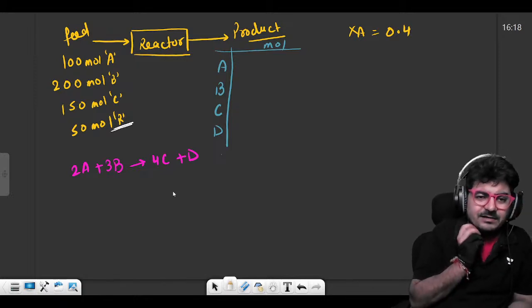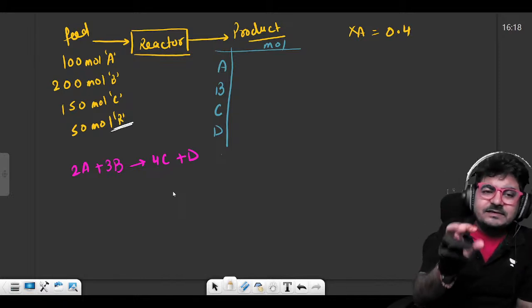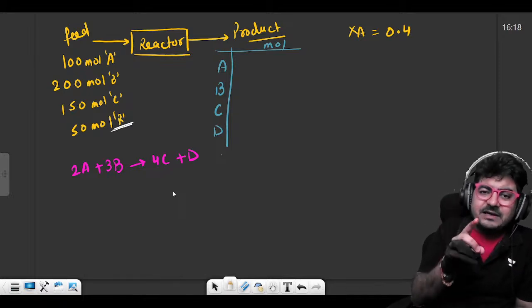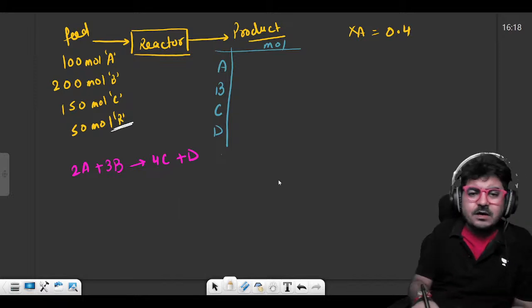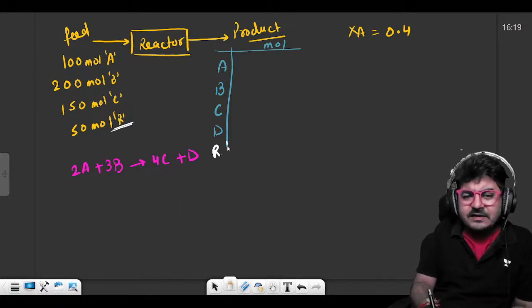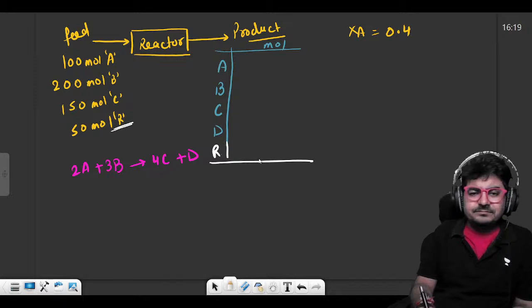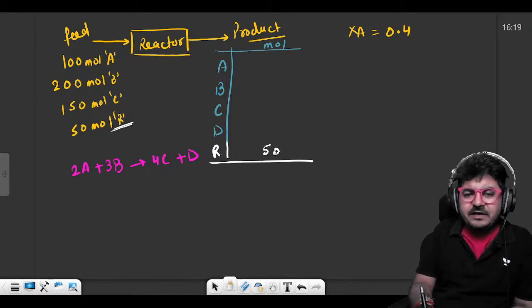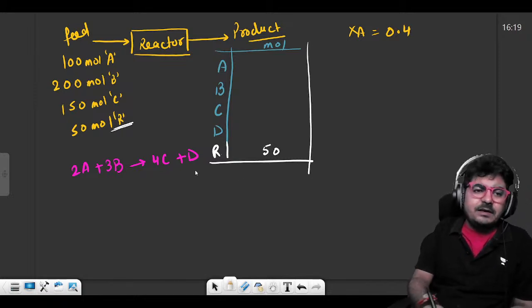Did I write something wrong? No. R is present in the feed, but it is not participating in the reaction. That means R is acting like an inert. The amount of R in the feed and in the outlet will remain the same. Correct? So we have to find their moles.